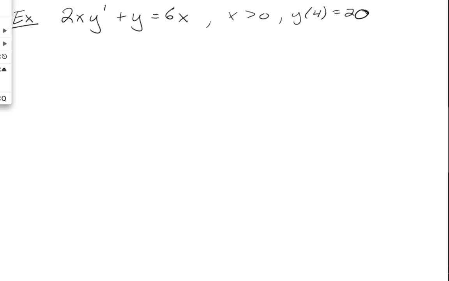All right, let's see. Let's try another one. Let's do one with some initial conditions. How about 2xy prime plus y equals 6x, assuming x is positive, and y of 4 is equal to 20. Okay.